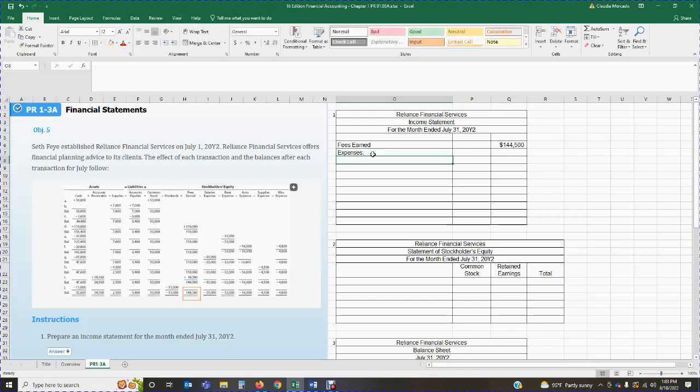Now, we said we had two things that were posted in our income statement: revenues and expenses. So now we're going to bring in all of our expenses. Let me go ahead and type them out first. We have salaries expense. We have rent expense.